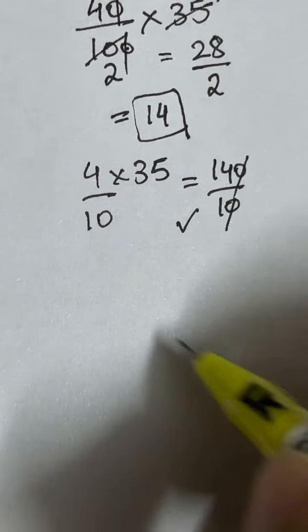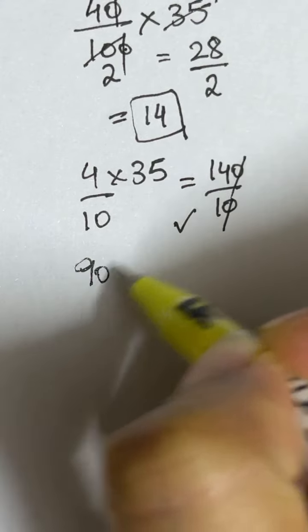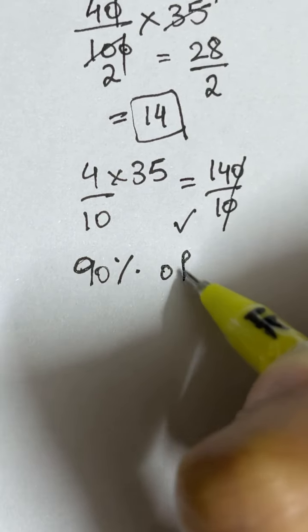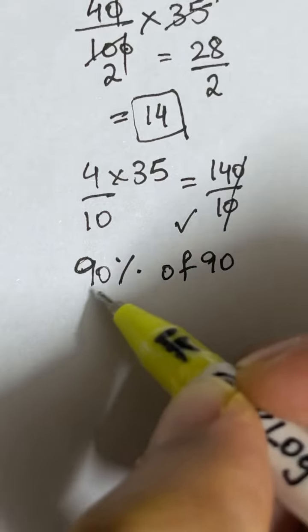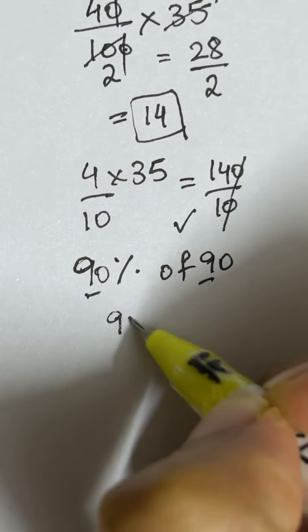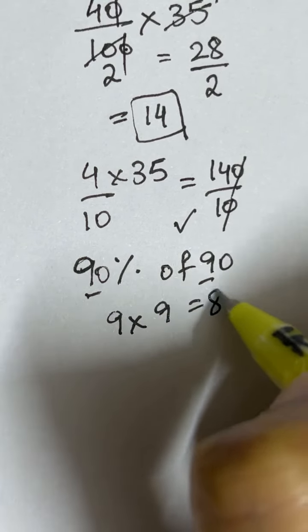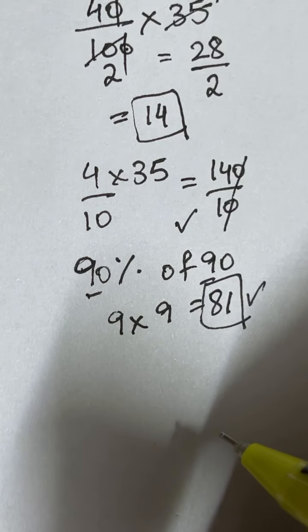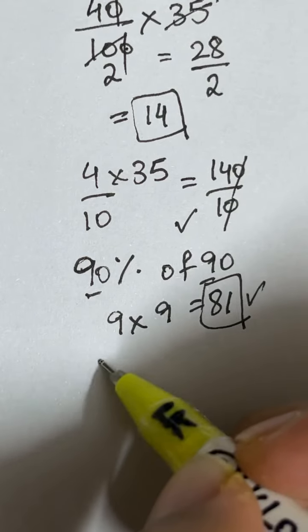If you have 90% of 90, so what are you going to do? Just multiply 9 times 9, that's equal to 81, and that's your answer. 9 times 9 is 81. That was super quick. What was the logic behind it?